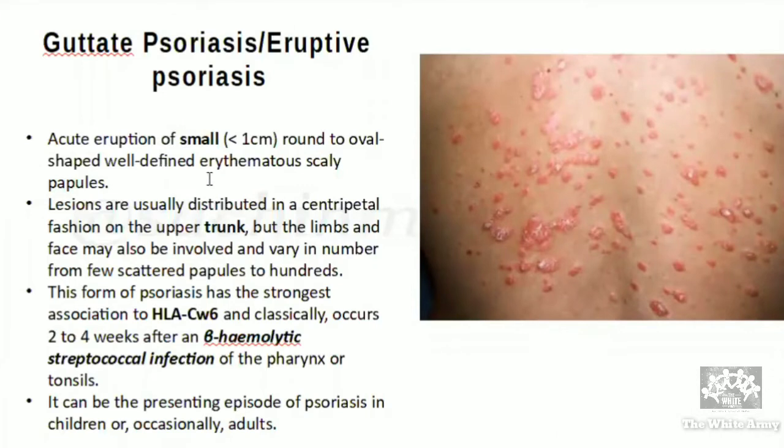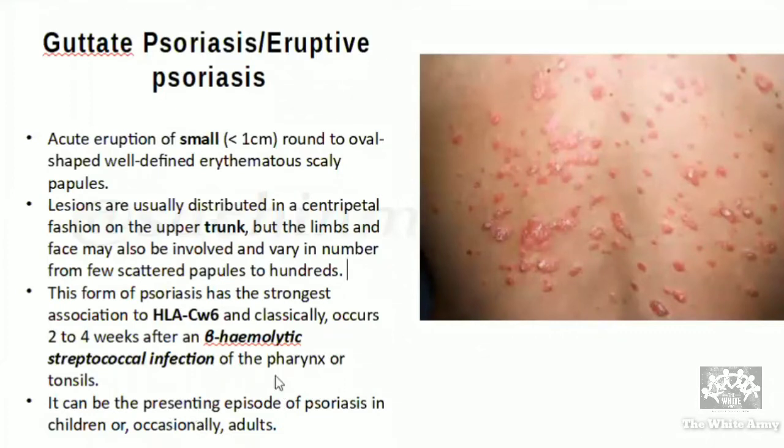Round to oval-shaped, well-defined erythematous scaly papules are seen, usually distributed in a centripetal fashion. Usually they are seen on the trunk, compared to chronic plaque psoriasis where the extensors are involved. Here, usually the trunk is involved, like any other viral exanthem or rashes associated with fever. This has a very strong association with HLA-Cw6, and as I said, it is associated with infection of the pharynx or tonsil. It can be the presenting episode of psoriasis in children, occasionally adults.